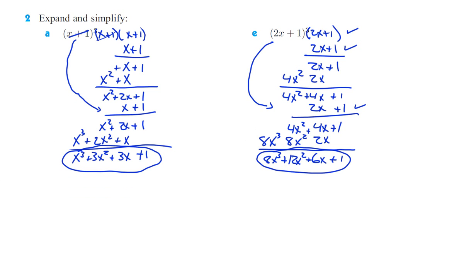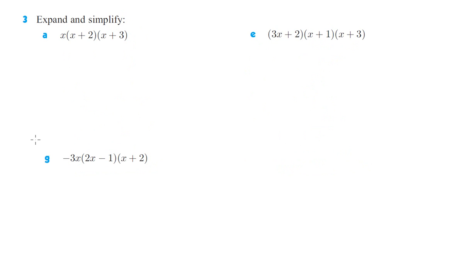All right, let's take a look at the next one here. Expand and simplify. So this first one here, you can either distribute the x through first and then multiply what you have left over, or you can multiply these first and distribute the x through at the end. It really doesn't matter which one you do. I'm going to move this x plus 2 under here. Multiply that out, and then just multiply my result by x.